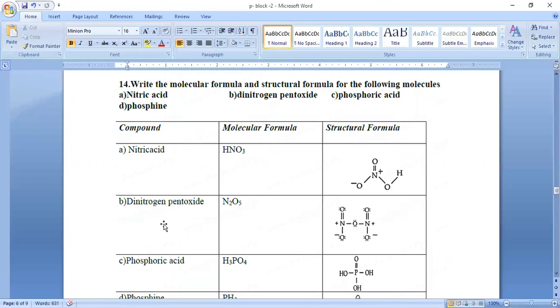And then dinitrogen pentoxide. Di means 2 nitrogen, pentoxide means 5 oxygen. So the formula is N2O5. This one is the structure of N2O5.